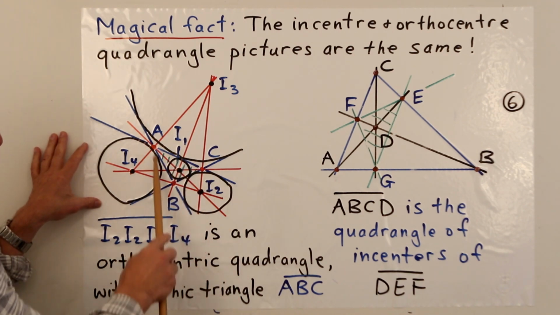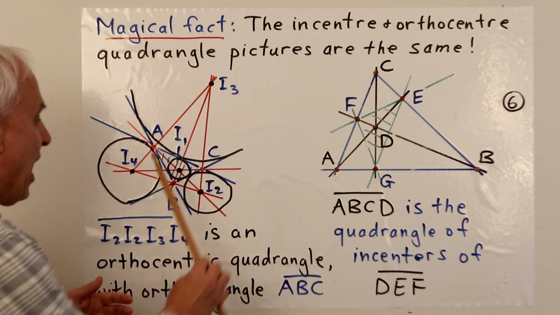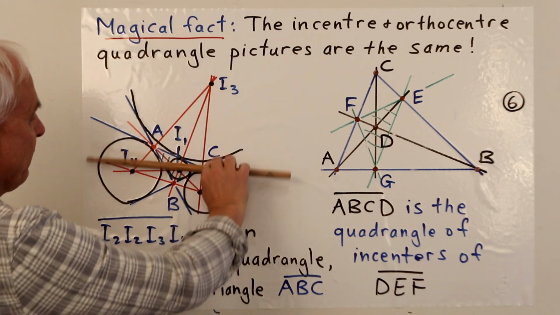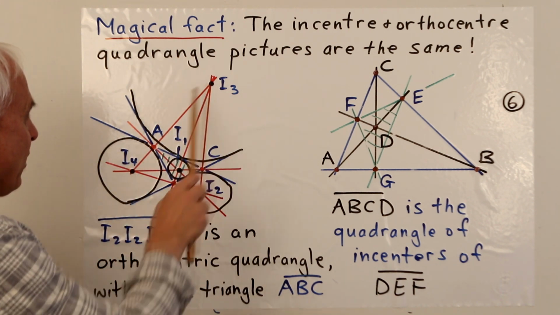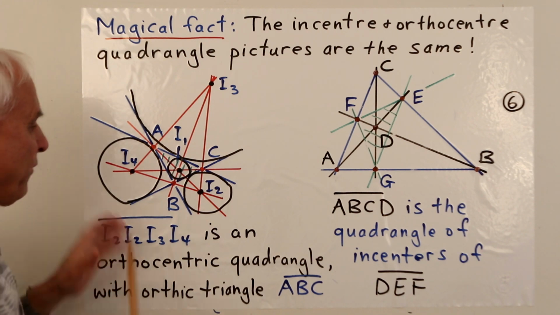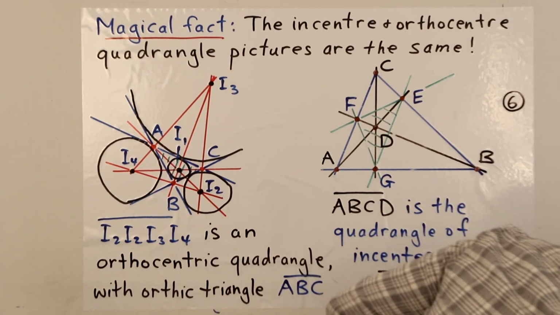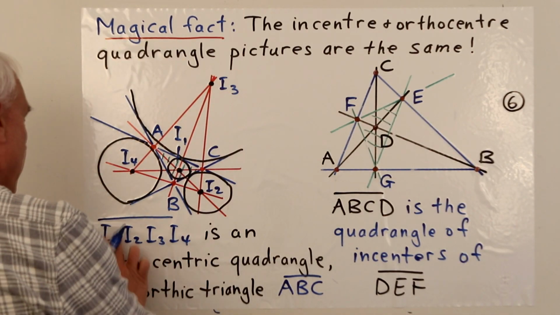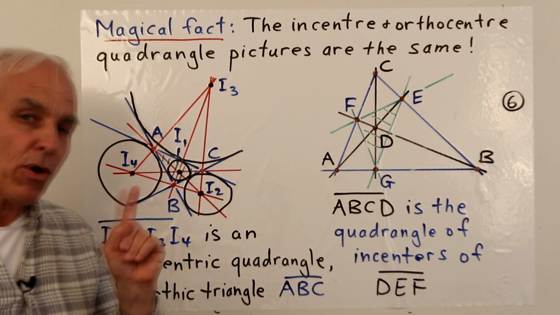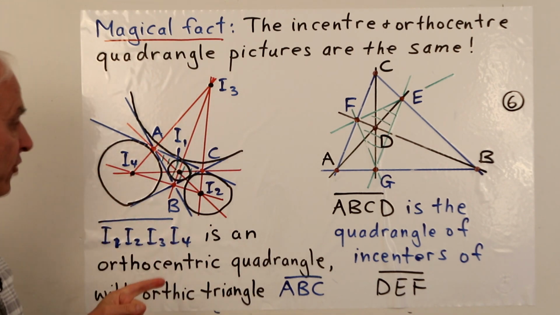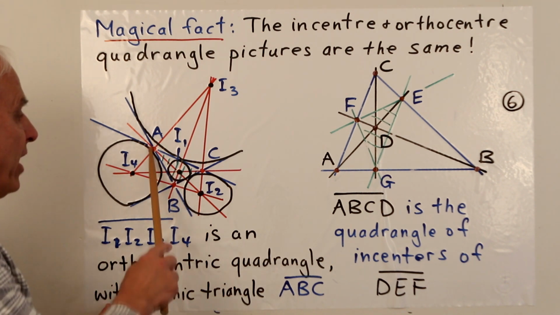We started with the triangle ABC, and we were looking at incenters formed by bylines at the various vertices. Okay, and we had these 4 incenters: I1, I2, I3, I4. Now, if we just look at this quadrangle I1, I2, I3, I4, that thing is actually an orthocentric quadrangle, and its orthic triangle is the original triangle ABC.